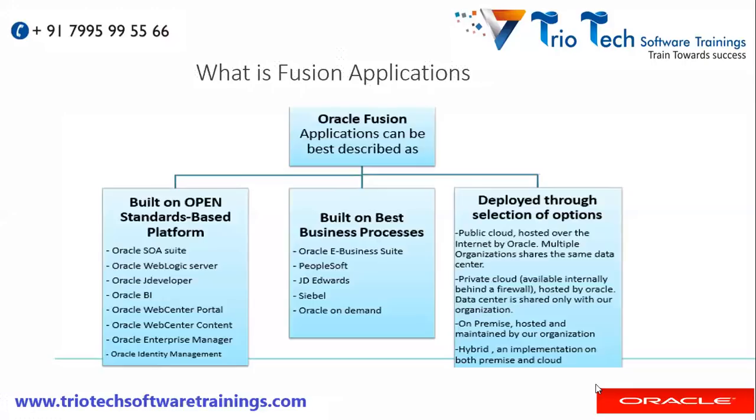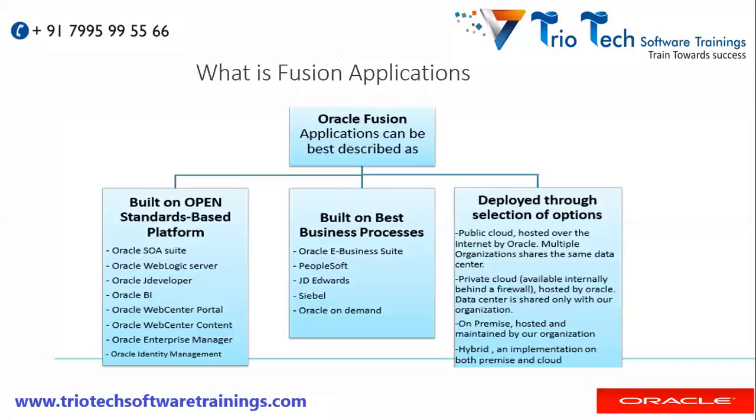And the final one which we have is hybrid, an implementation on both premise and the cloud. So we can have an implementation where a certain server part, certain data center part, or certain functionality is hosted and managed within the premises, and certain other available features can be on the public cloud. This kind of structure is a hybrid implementation, which will be opted for by an organization if required.